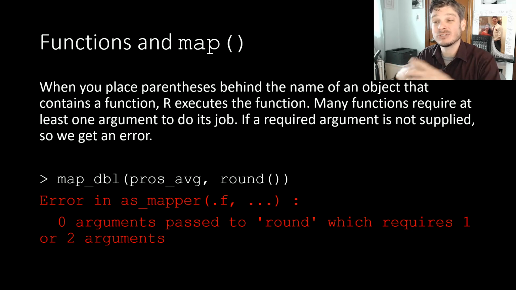So it just tried to run round at the parentheses, but the parentheses were empty. So it said, okay, round nothing. But you can't just round nothing. The computer's going to say, you tried to round nothing. And that is what that error means. There were 0 arguments passed to the round function. So we have to make sure that we do not include our parentheses at the end when we use the map function.